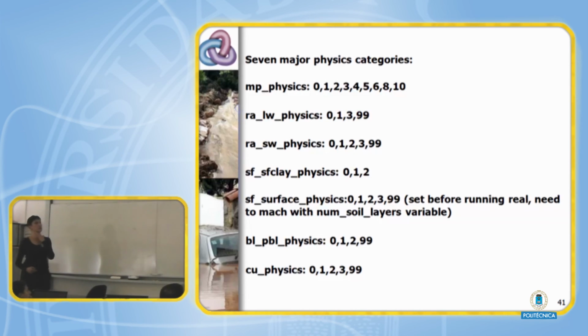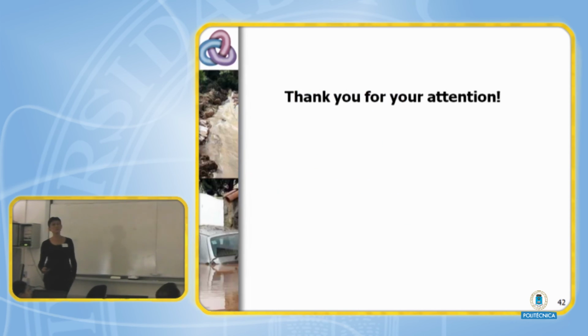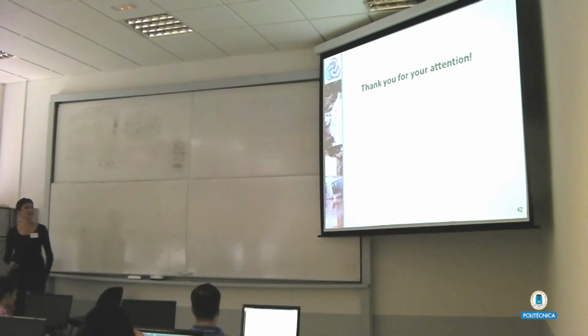So as a conclusion, you have seven major physics categories: microphysics, longwave, shortwave, surface layer, surface, PBL, and cumulus physics. All of those values you can change in the namelist input and then run WRF or WRF NMM. And all of them you can see and change through the DRIHM portal. Otherwise, it's not so easy a job. You can open that namelist, change it and run your model again. Well, that will be all. Thank you.